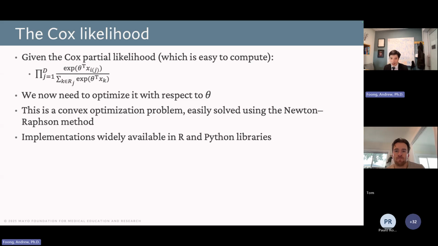And if you use any kind of R or Python stats library and you do Cox proportional hazards, they will be running Newton-Raphson in the background and solving this objective function for theta. So we turn a potentially infinite dimensional optimization problem into a very simple convex optimization problem for theta.